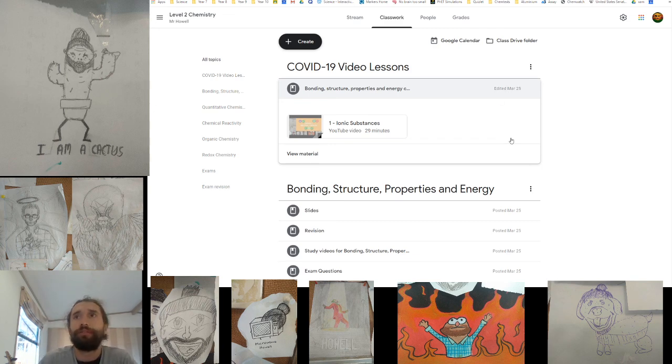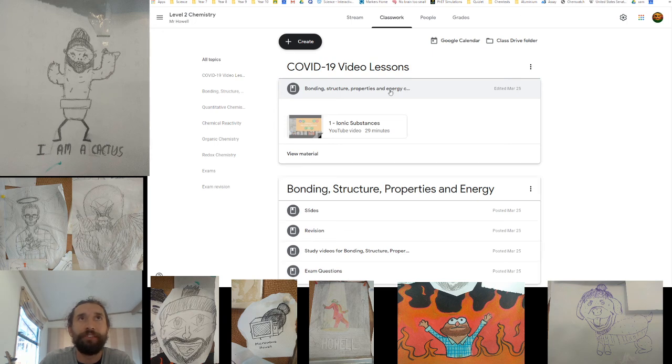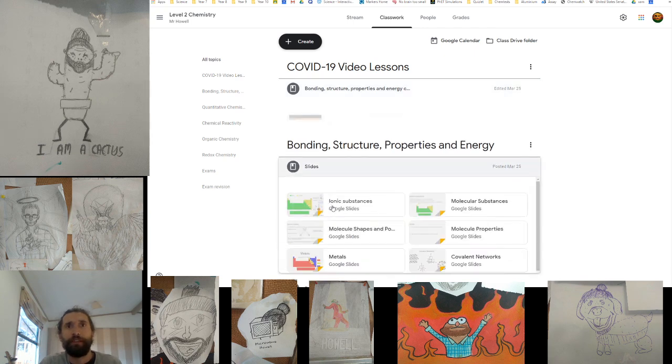So what we're going to be doing today is looking at molecular substances. If you want to find this slide or any slides that I use, they're down here in the slides folder. Click on that, and molecular substances is what we will be doing today.